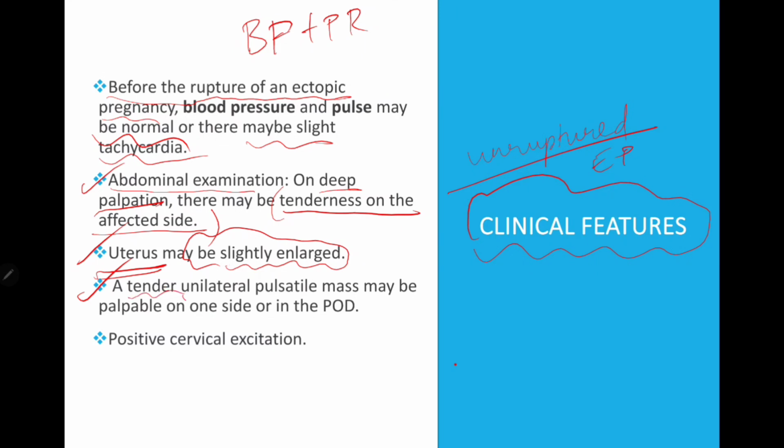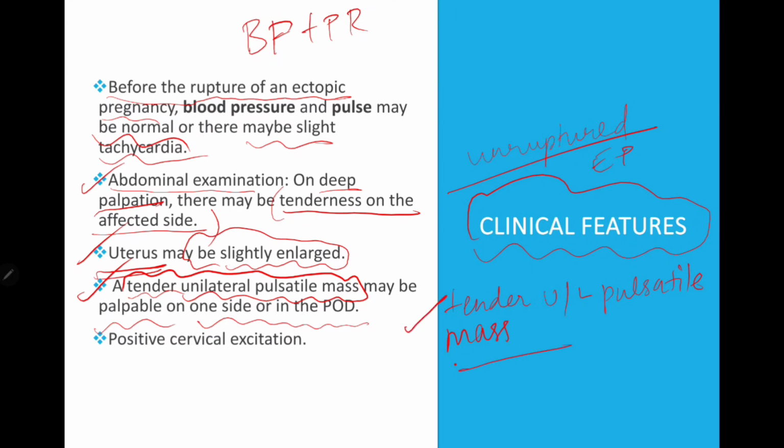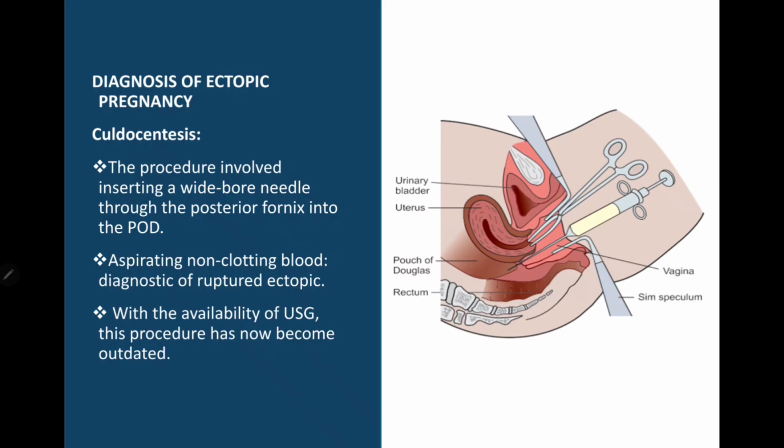Now, a tender unilateral pulsatile mass, very important. A tender unilateral pulsatile mass may be palpable on one side or in the pouch of Douglas. Next is a positive cervical excitation. As I already told you, cervical motion tenderness can be there. A positive cervical excitation is there.